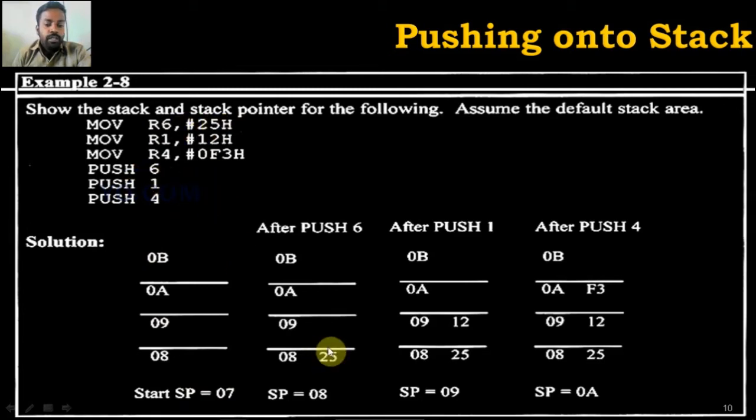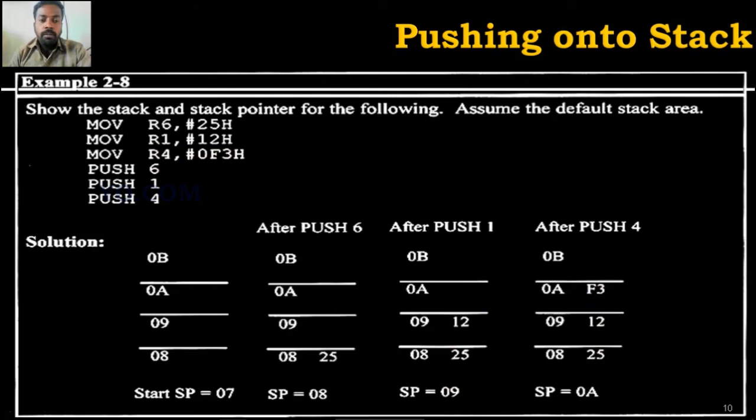The 25 is loaded here. Now the stack pointer points to 08. After that PUSH 1, so the 12 is loaded into the next location. Now the stack pointer points to 09. After that PUSH 4, meaning R4, which has F3; the F3 is moved to the next location of the stack. Now the stack pointer points to 0A, which holds F3. So now the stack is filled with 3 data and the stack pointer's current address is 0A.